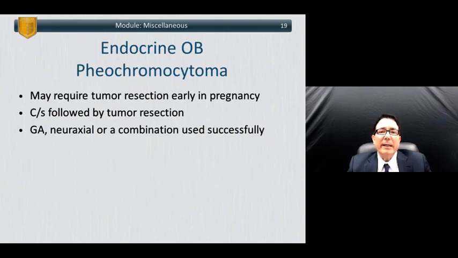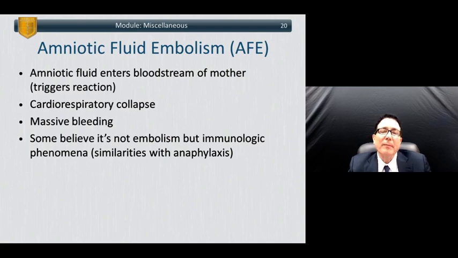Pheochromocytoma is another endocrine obstetric situation that can happen and may require tumor resection early in pregnancy, or C-section followed by tumor resection. General anesthesia, a neuraxial block, or a combination have all been used successfully in these patients.